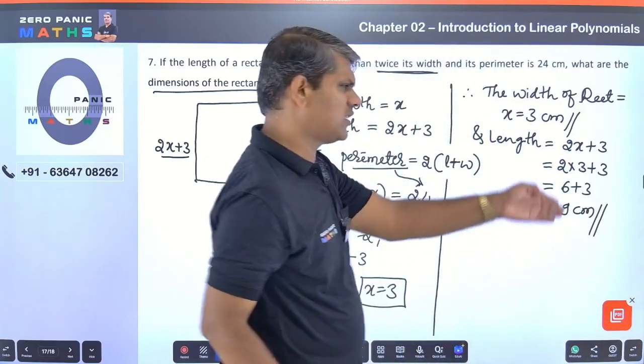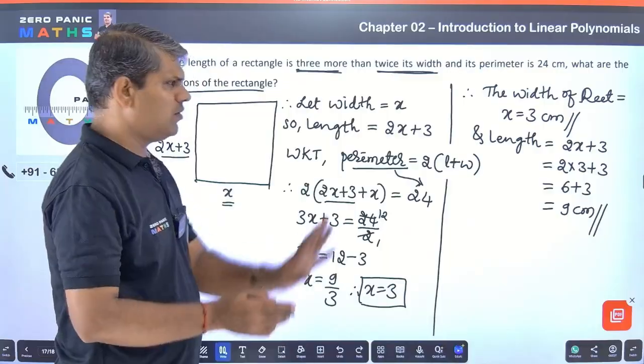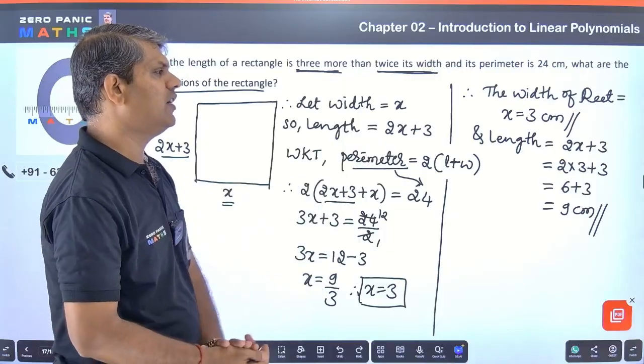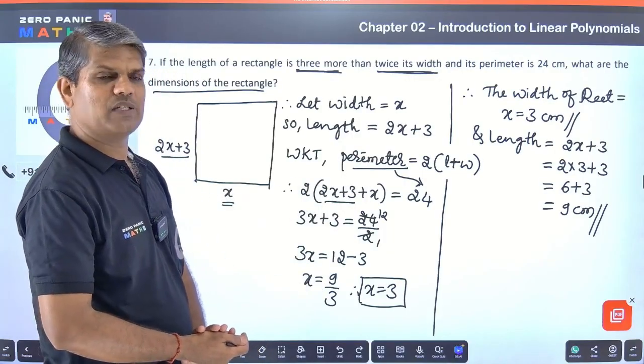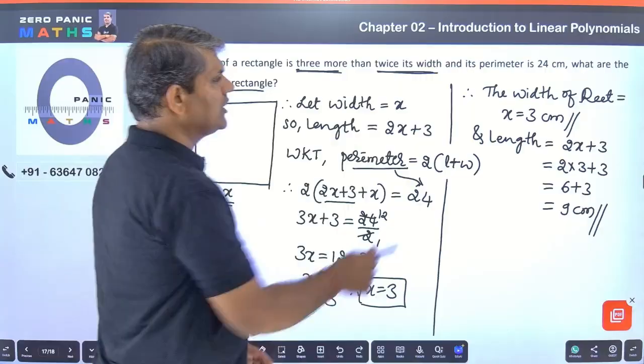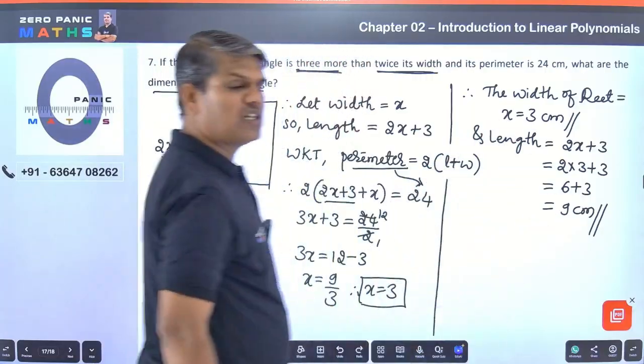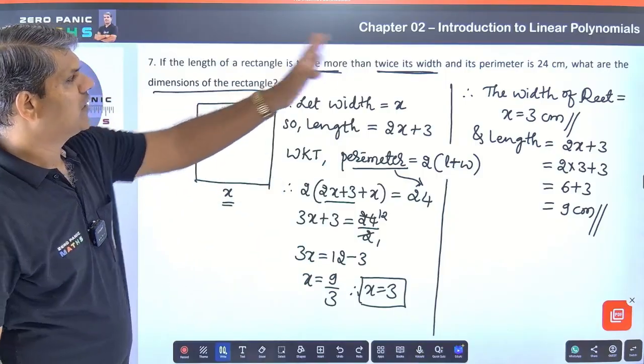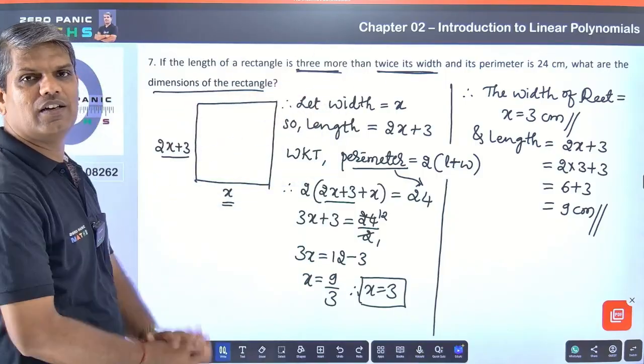If you want, you can skip some steps also. So just for the detailed description, I have given this as a step-by-step explanation. Okay, so 3 centimeter and 9 centimeter is the dimension of that rectangle. Okay, which gives you all this information.